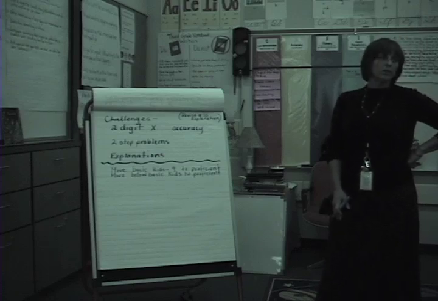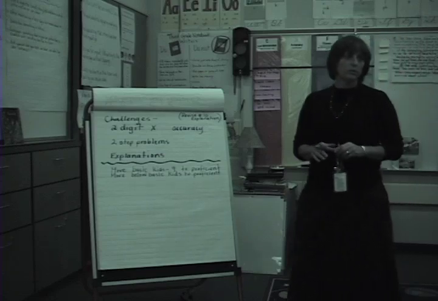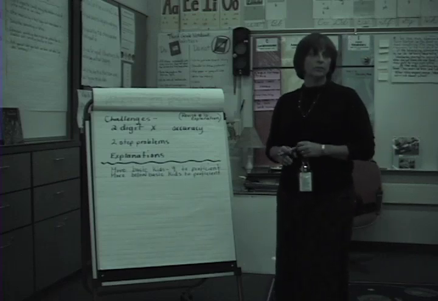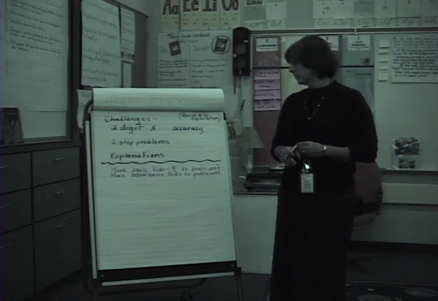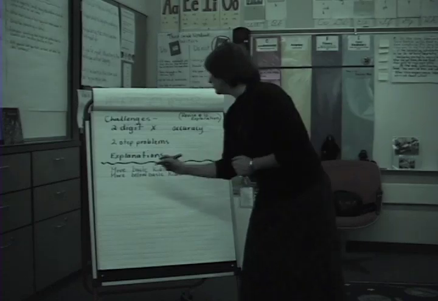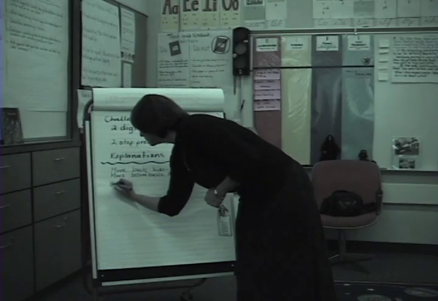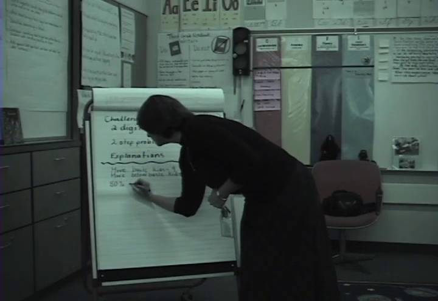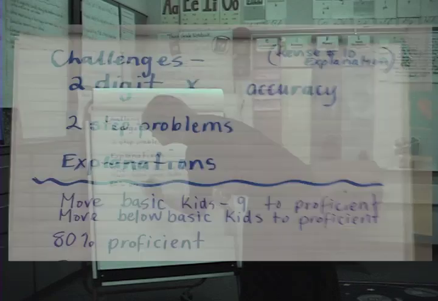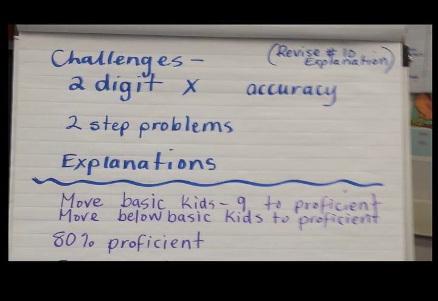So are we still setting the goal of reaching 80% proficiency? I think so. I think we should be able relatively easily to get those kids up there. And then if we could get 1 or 2 more from the far belows.